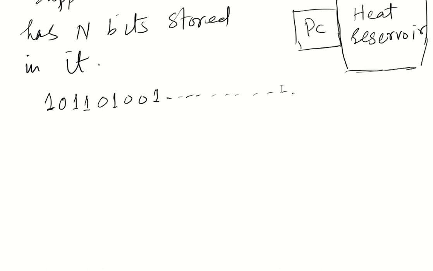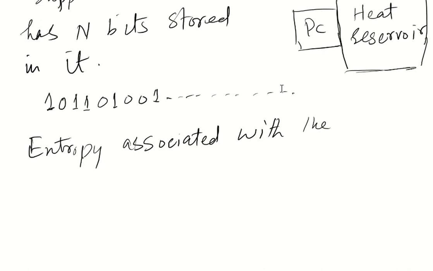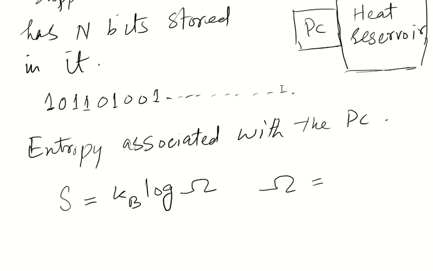How much entropy is associated with this system, the entropy associated with the PC? So we use this old formula for entropy, Boltzmann's formula: S is equal to k_B log of omega. And omega is proportional to, so bits have only two types, 1 and 0. So we use 2 here, and we have n bits, so it should be raised to the power n.